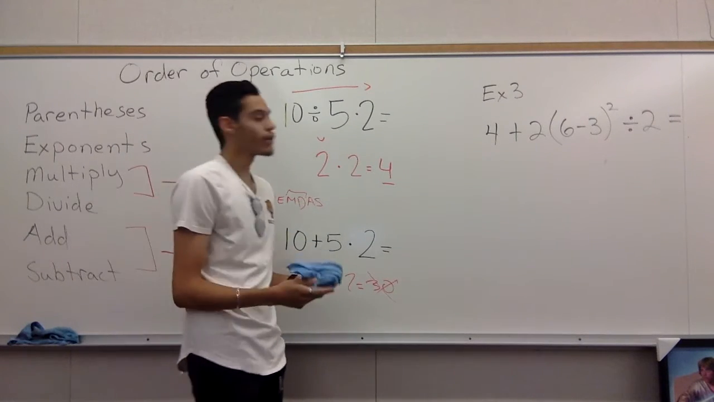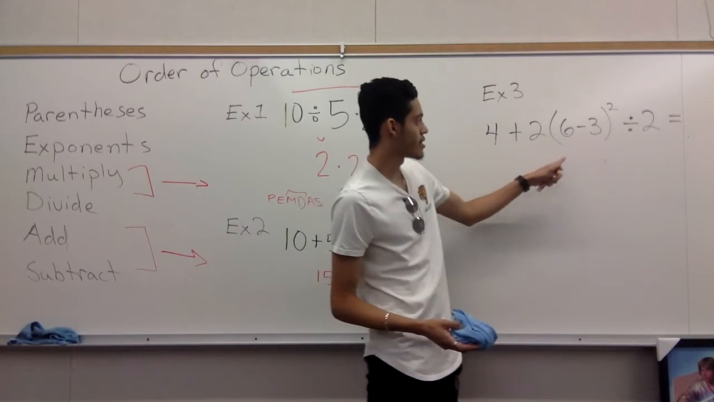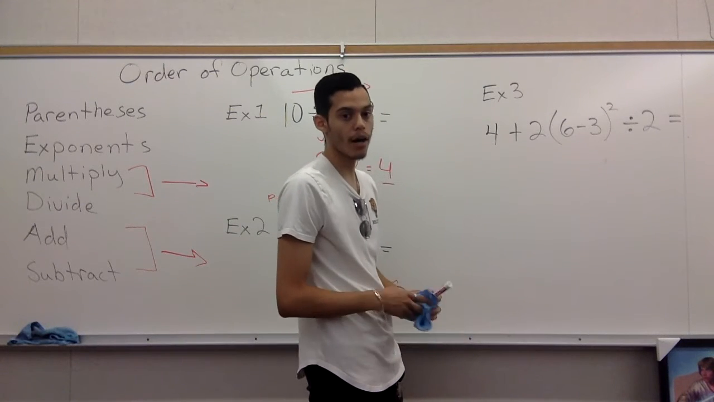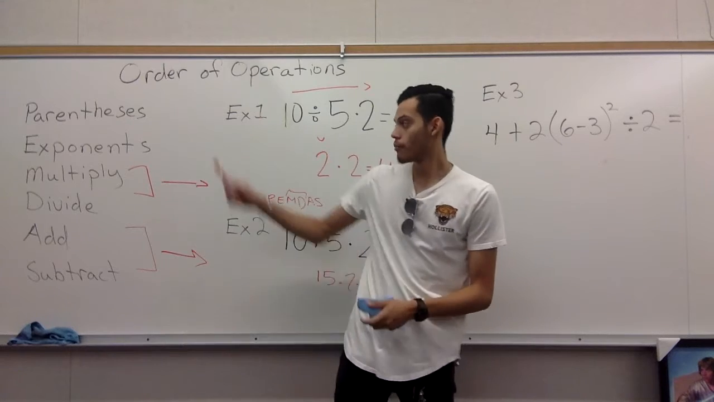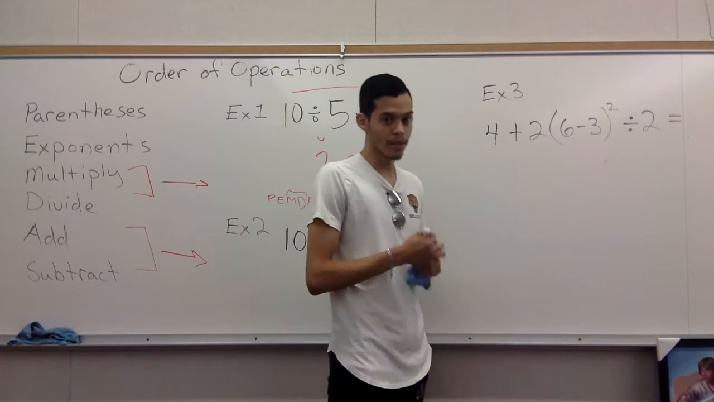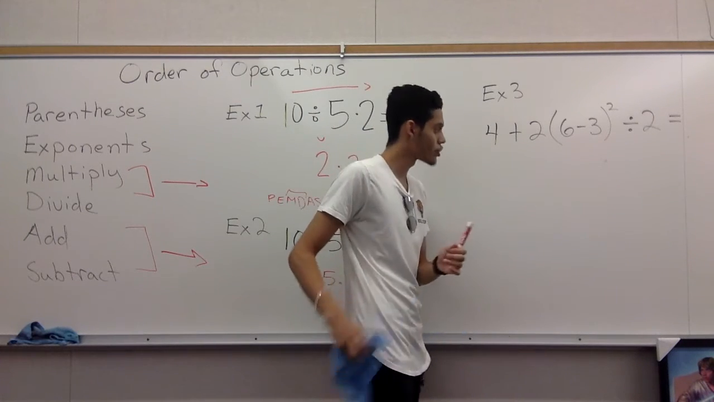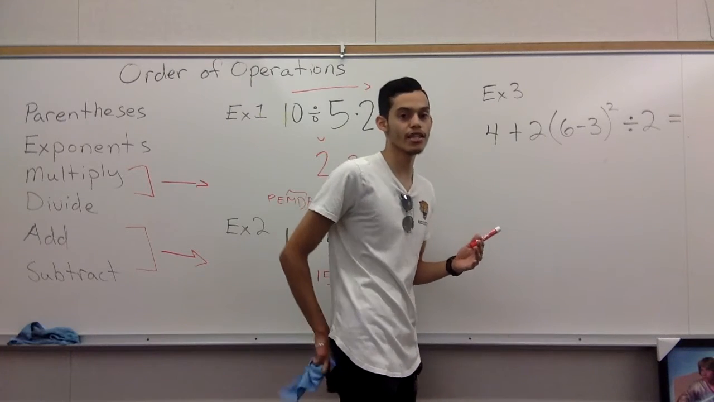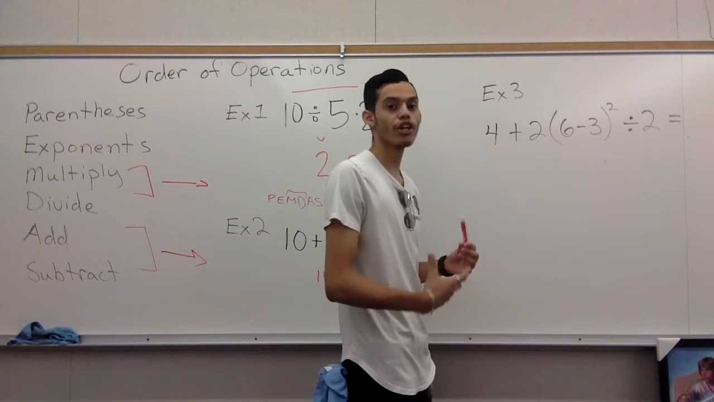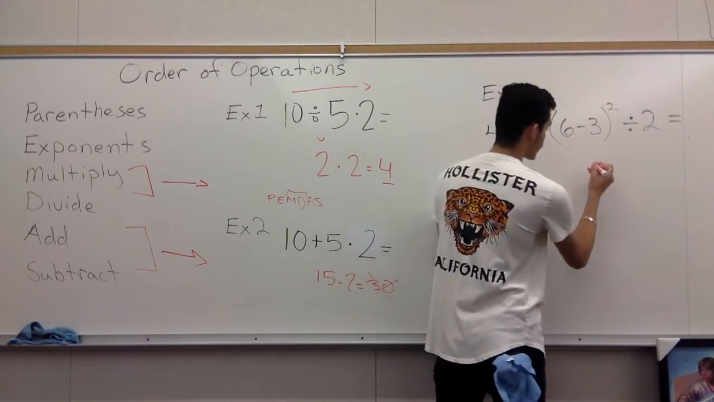Now, the final example that we are going to do is 4 plus 2 in parentheses 6 minus 3 squared divided by 2. Right here, we're going to have a pretty long PEMDAS problem. PEMDAS, as you see, is parentheses, exponents, multiplication, division, addition, and subtraction. So we're going to go down the list to see what we have present in this problem. Do we have any parentheses present? We have this 6 minus 3 in parentheses. So we're going to do that first because it comes first in the list. So 6 minus 3 is 3.